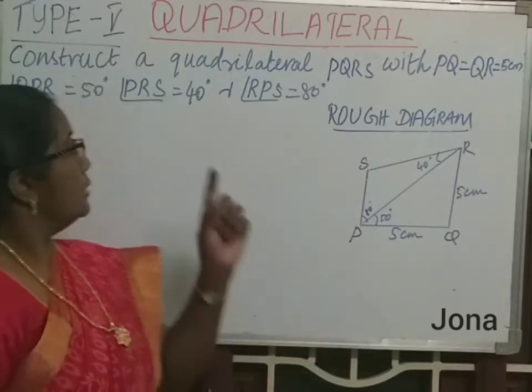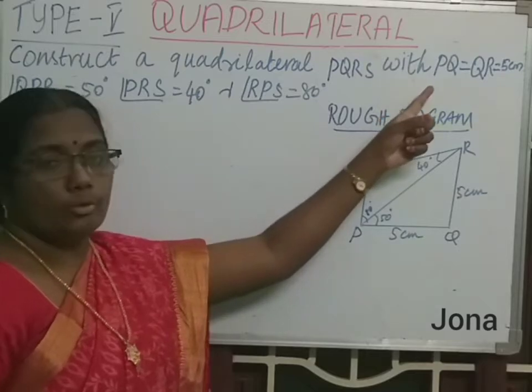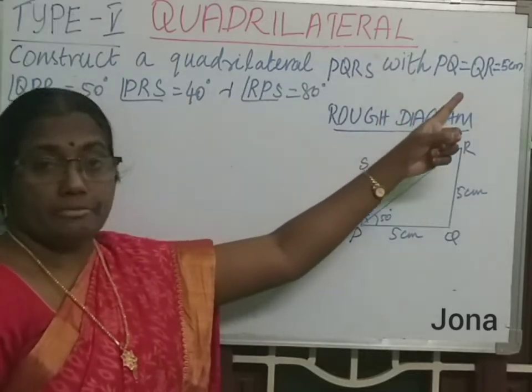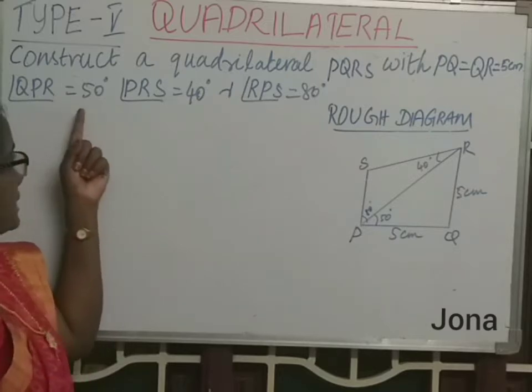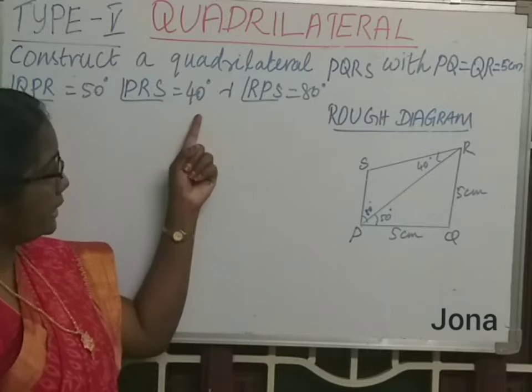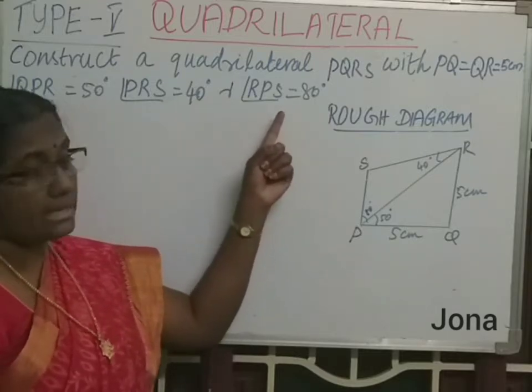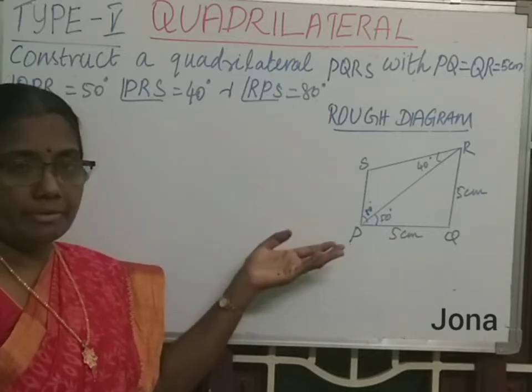Type 5. Construct a quadrilateral PQRS with PQ equal to QR equal to 5 centimeter, angle QPR is 50 degree, angle PRS is 40 degree, and angle RPS is 80 degree. With these measurements, we want to draw the rough diagram first.